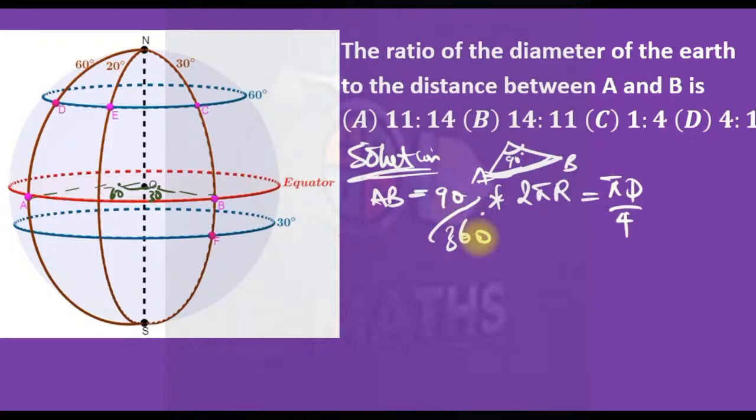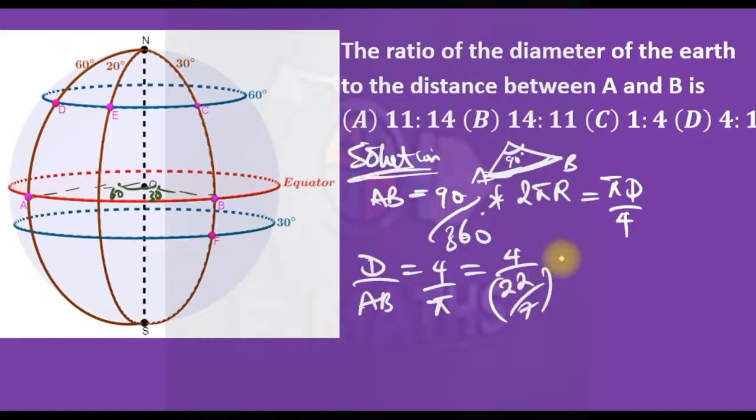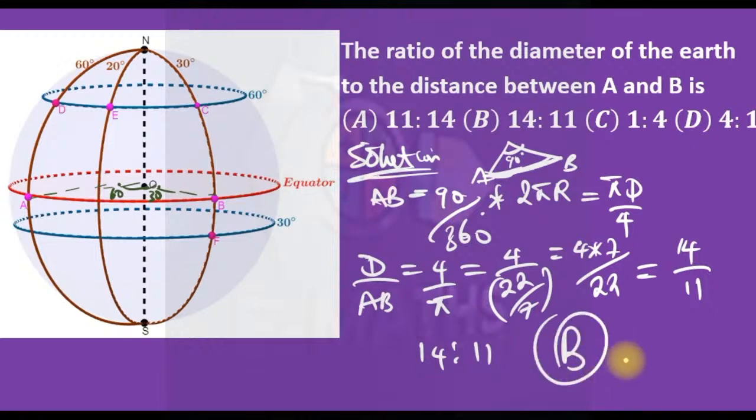This is 1 over 4. 2 radius is diameter. So if you now find the ratio of the diameter to AB, AB is equal to pi d over 4, so d over AB is now 4 over pi. And we know that pi is 22 over 7, which is 4 times 7 over 22. So we have 14 over 11. So what we are looking for is 14 is to 11. So option B. So it's a very simple question. Thank you.